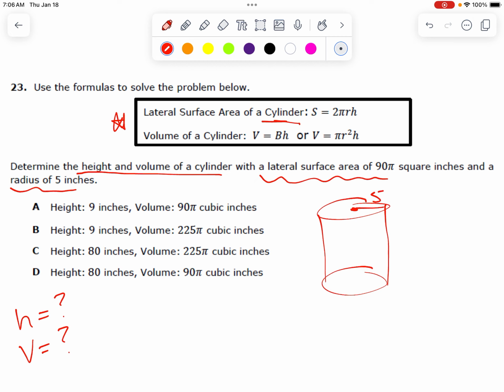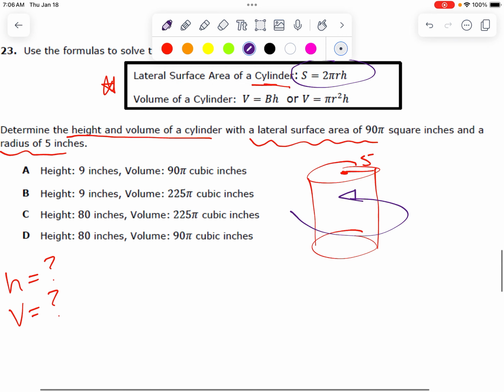Now, lateral surface area is the surface area around the cylinder, and they give us this formula for that. So let's write our formula down here. It says surface area is 2 pi r h.